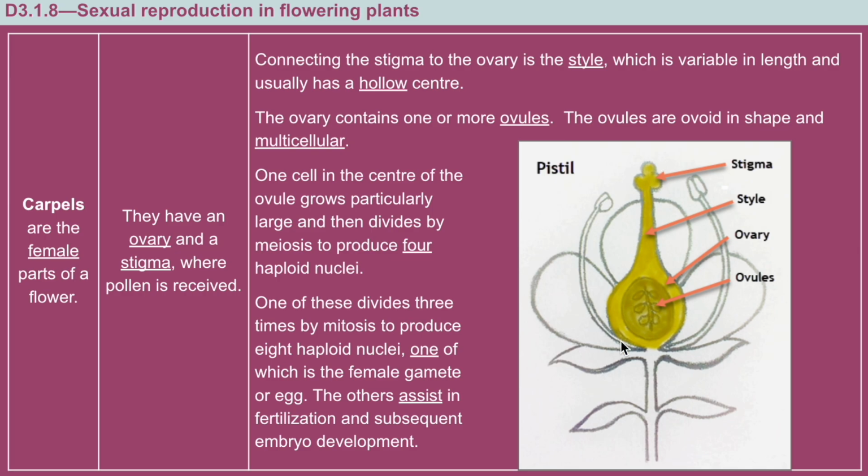Now, the stigma is part of the carpels, which are the female parts that consist of the stigma, style, and ovary. So again, the stigma is where that pollen is going to land. That pollen will then travel through a pollen tube down the style until it reaches the ovary where it finds the ovules. The ovary could have 1 or more ovules. They're multicellular. 1 cell in the center of the ovule grows particularly large and divides by meiosis to produce 4 haploid nuclei. One of those is going to become the female gamete or egg.